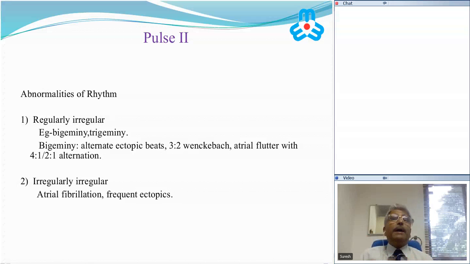It could be absolutely irregular, as would be the case in atrial fibrillation or with frequent ectopics. Just remember, atrial fibrillation is extremely uncommon in pediatric practice. When it occurs, it is likely to occur in postoperative congenital heart disease where there has been an atrial surgery and it has been standing for a long time. This is very unlikely to occur in the first 12 years of life. So atrial fibrillation, if you diagnose in pediatric practice, think several times.